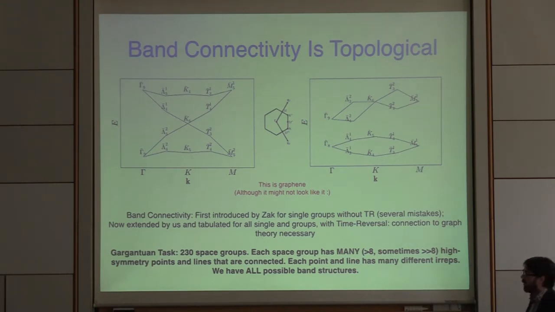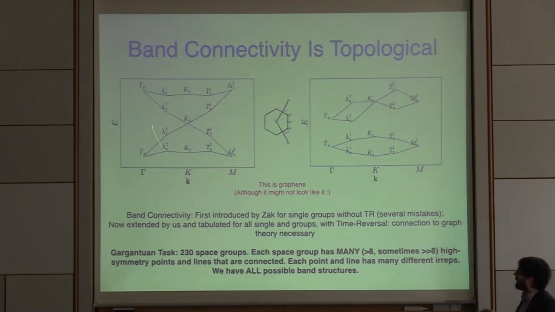Okay, so what we've done is this concept of how bands connect in the Brillouin zone was first introduced by Zak for single groups without time reversal. And it's a fundamentally far-reaching and kind of amazing concept. But their classification contains several mistakes that you can only see by running through all the groups.